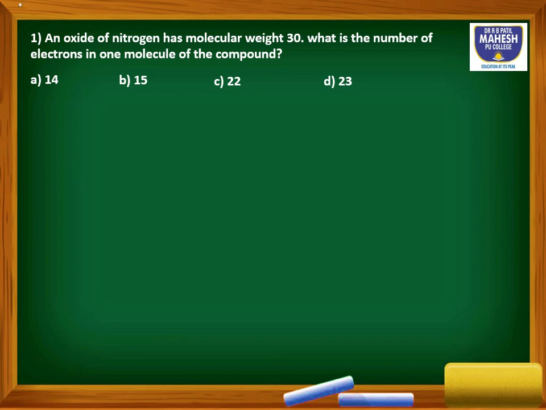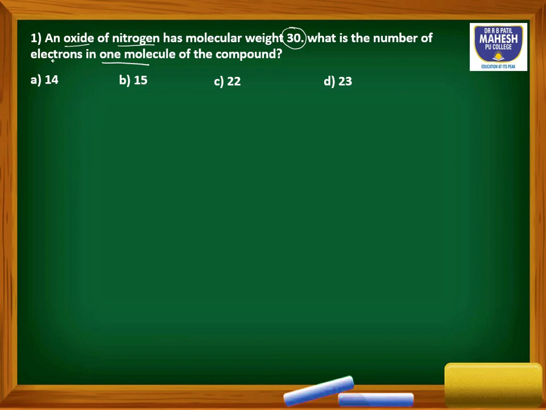An oxide of nitrogen has a molecular weight of 30. So the molecular weight they have given is equal to 30. What is the number of electrons in one molecule of the compound? So we have to find out the total number of electrons present in one molecule of the compound. Okay, let us solve this.